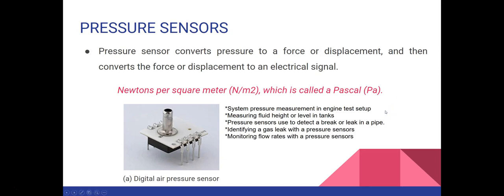Next, we have monitoring flow rates with pressure sensors. In this one, differential pressure sensors are the most common way by which you can measure the flow rates. And here on the left is a picture of a digital air pressure sensor.